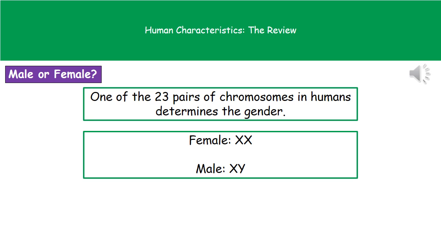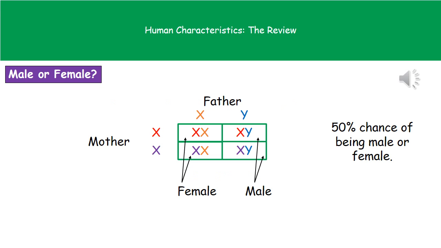Don't throw away the marks just by writing X singular for the female. You have to write XX, and for males make sure you remember it is an X and a Y. So do remember those chromosome combinations because it could be a nice easy mark on the exam paper.